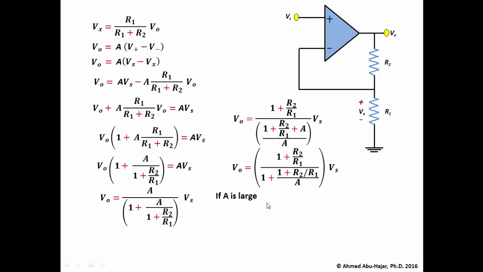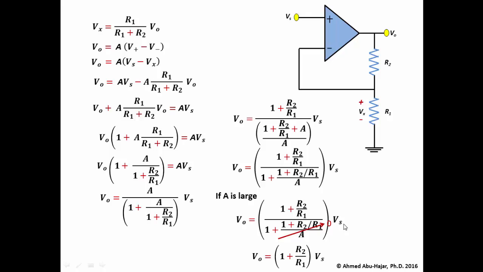Now let's look at what happens if A is very large. If A is large, then V out will equal 1 plus R2 over R1 over 1 plus R2 over R1 over A. But A is large, so this term becomes 0, times Vs, which is nothing but 1 plus R2 over R1 times the Vs. So if A is very large, the gain of the circuit becomes 1 plus R2 over R1.